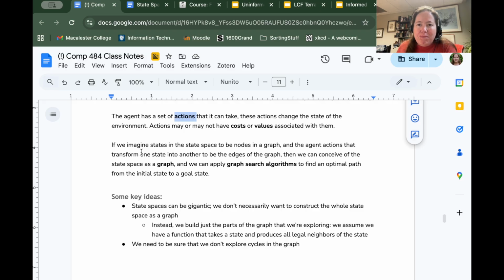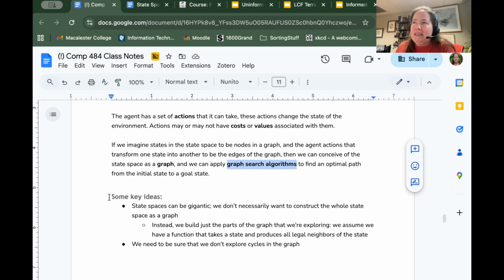So what we do is we imagine that the states in the state space are nodes in a graph, and the actions that connect the states to each other are the edges of the graph. So we basically turn this whole problem into a graph representation of the problem. And the great thing about that is that people have spent many years developing graph search algorithms, and we can apply those algorithms to this problem. In particular, we're going to be looking at breadth-first search, depth-first search, and Dijkstra's algorithm as three examples of algorithms you can apply to this problem. But there are others that you could also find useful.